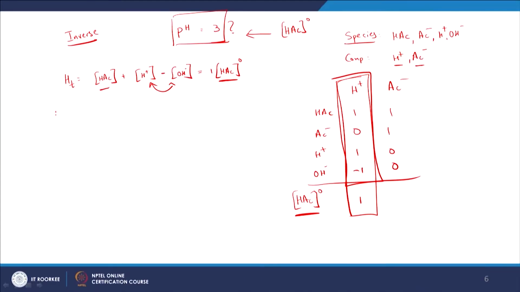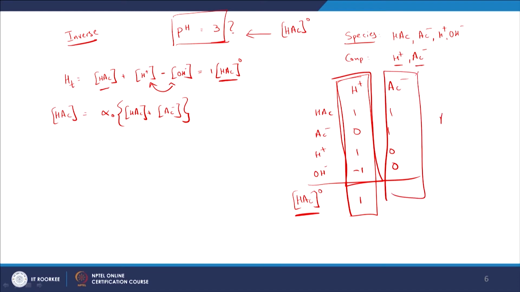Keep in mind that we can try to approximate that by using the ionization fractions. So in this case, what do we have here? What is HAC in terms of ionization fractions? Alpha naught times the HAC concentration plus AC minus concentration. And as you know, if you look at the balance with respect to the acetate, acetate total is equal to HAC plus AC minus. And so I am going to plug this in here.